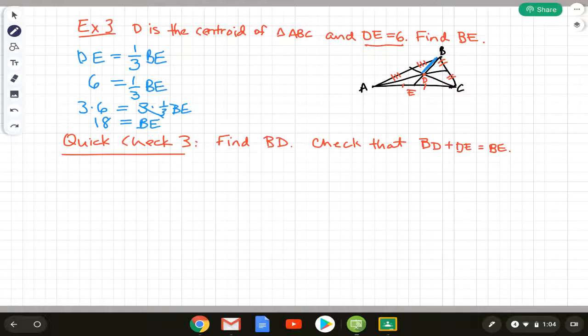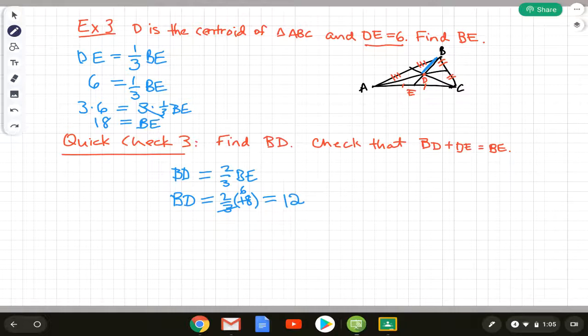Okay, quick check 3 is still looking at the same triangle. They're asking us now to find BD, which is the length that I had colored in blue. So now that we know the whole length is 18, then we can say that BD is the one that's supposed to be 2/3 the length. So BD is 2/3 times 18, which is going to equal, if I cancel, 3 goes into 18 6 times, that's going to equal 12.